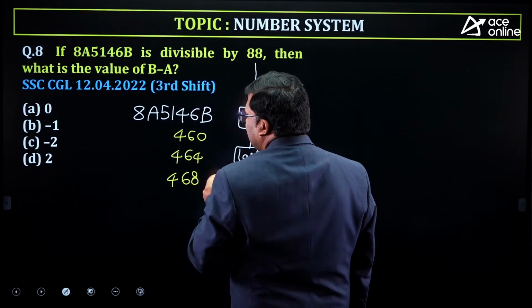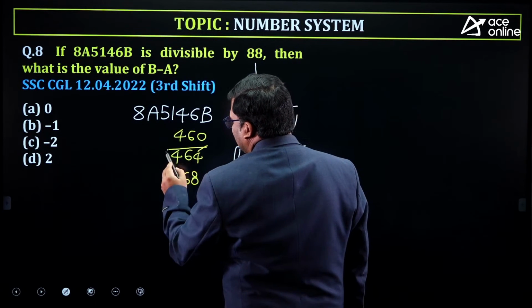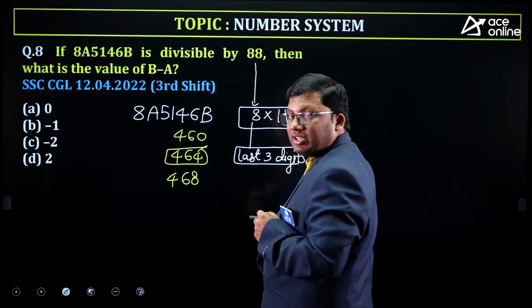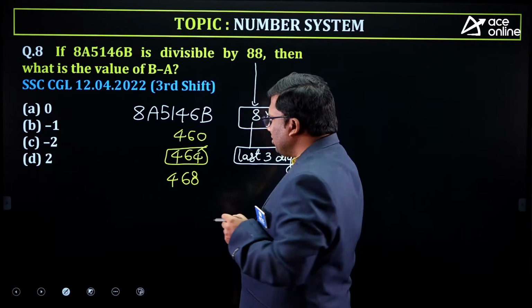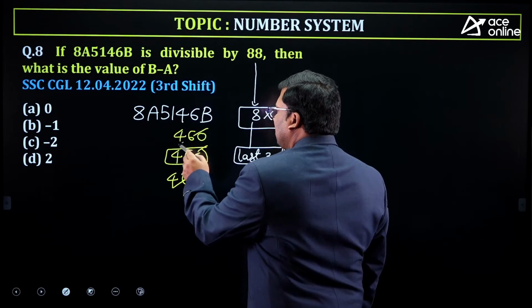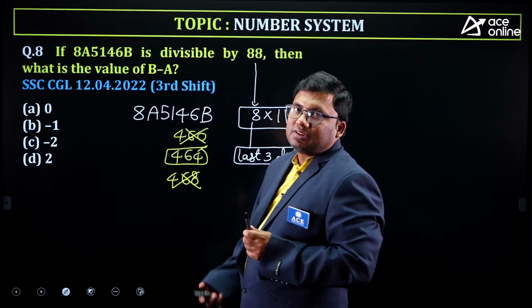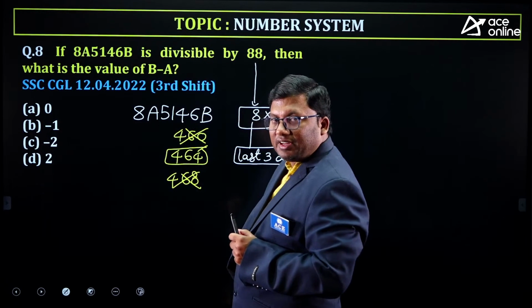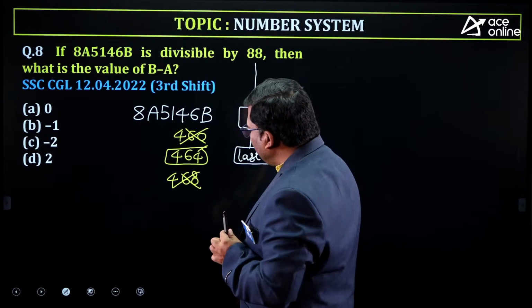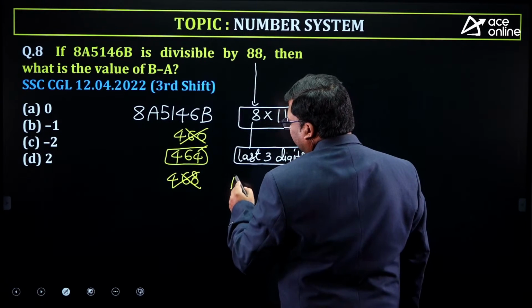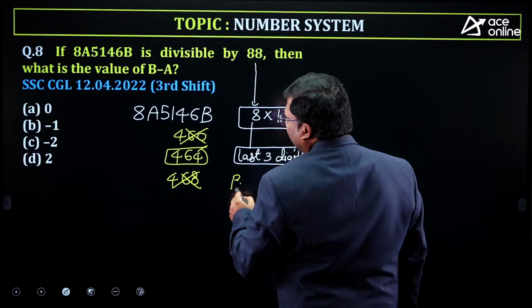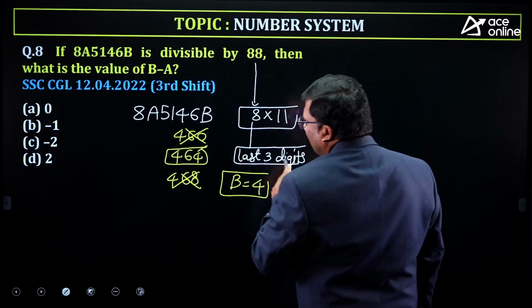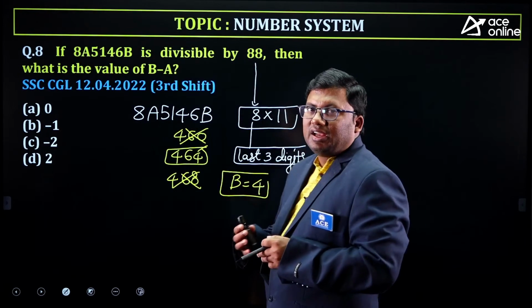464: 8 eights are 64, so it is divisible. 468, no. 460, no. That means the answer for the last value, B, is 4. I hope the idea is clear.